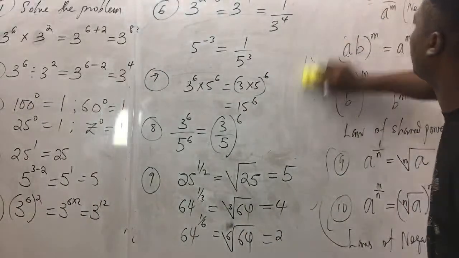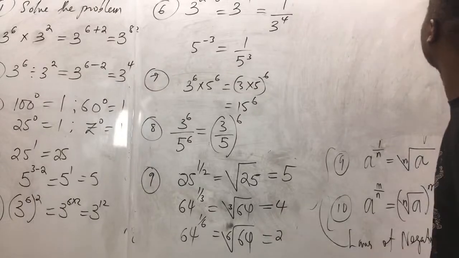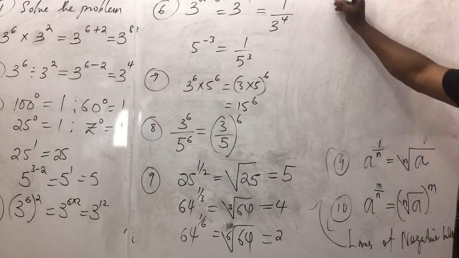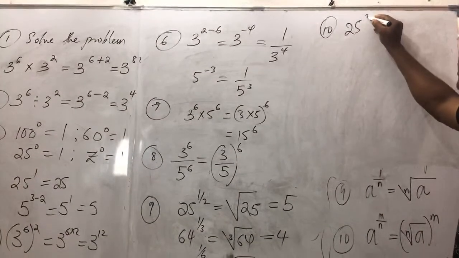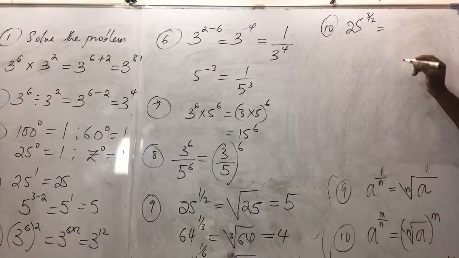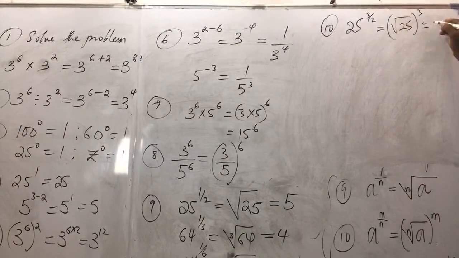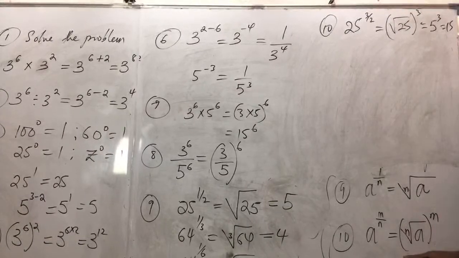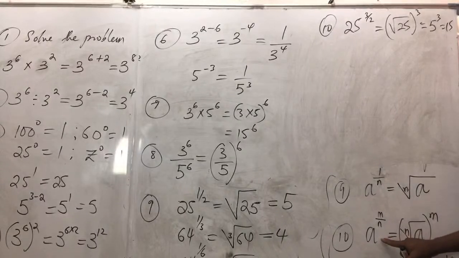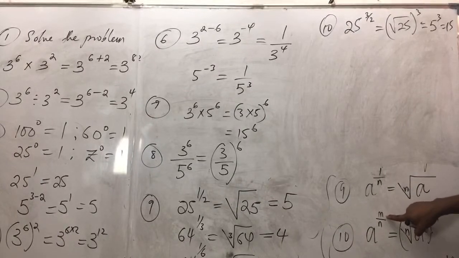Let us now look at law number 10. So for law number 10, quickly, let's look at variations to that problem now. So for this, what if we had 25 raised to power 3 over 2? The result will be the square root of 25 all raised to the power of 3. Law number 10 talks about a case where the numerator in the fractional index is not 1. So it is m in this case.